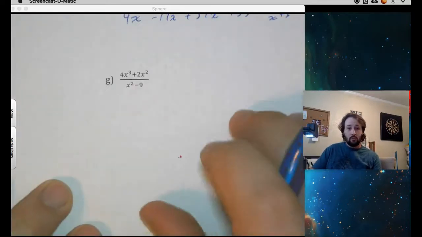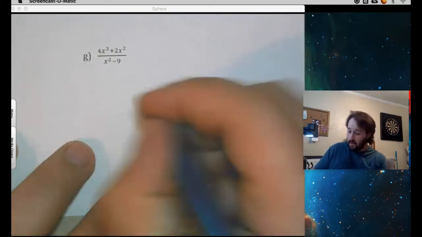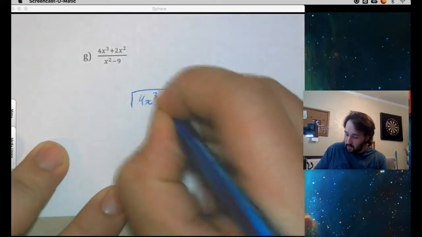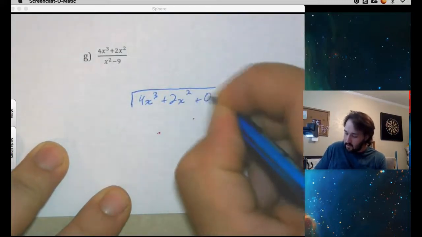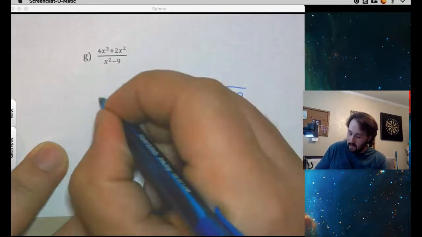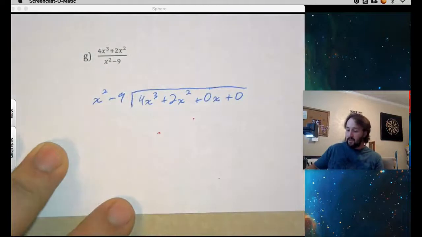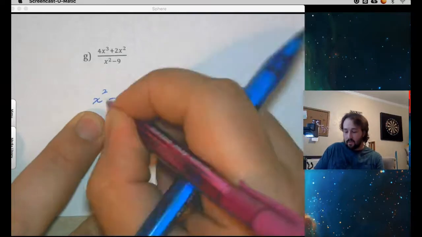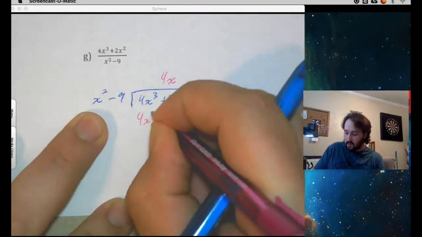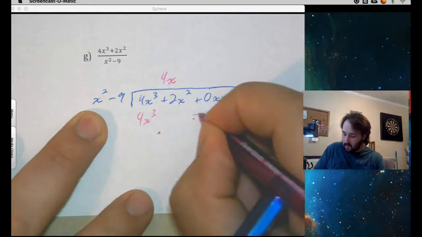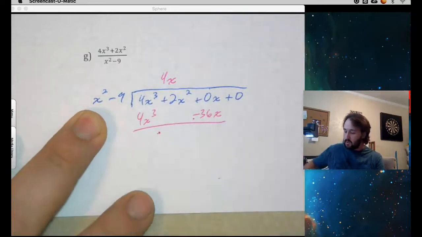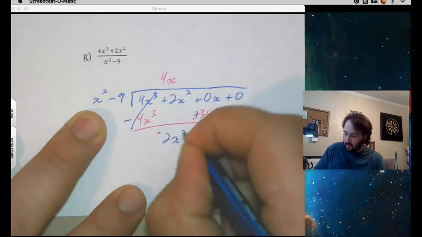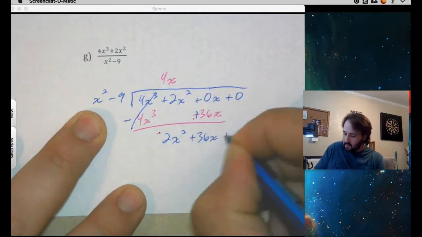All right, one more time with long division, and then we'll be done. So on the inside, I have 4x cubed plus 2x squared plus 0x plus 0. I'm going to write all those terms. Then I have x squared minus 9 on the outside. So x squared times 4x will give me 4x to the third. Then multiply this 4x by what we have on the outside. So 4x to the third. And then 4x times negative 9 would be minus 36x. So I'm glad I wrote those terms. Change my signs on this line. So that makes 0. So I'm left with 2x squared plus 36x plus 0.